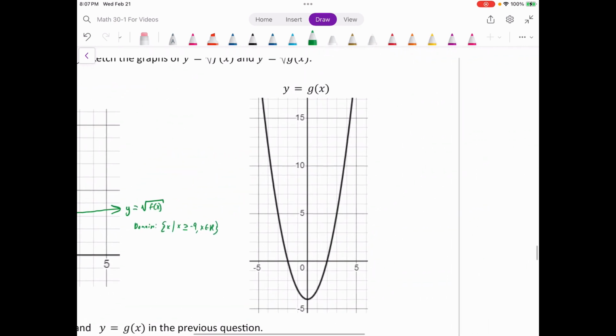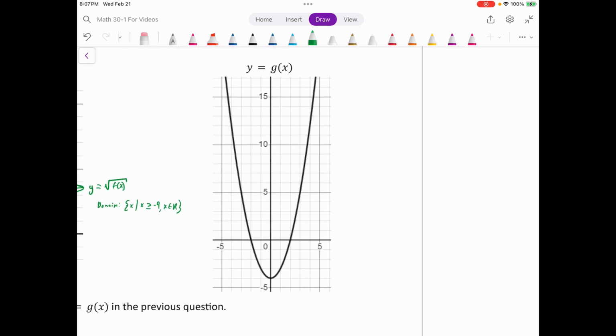Okay, let's try this one. Now we want to take the square root of g of x. So we want to sketch y equals the square root of g of x. So again, if y was g of x before, now we just want it to be the square root of g of x. Well, that means we just need to take the square roots of these values.